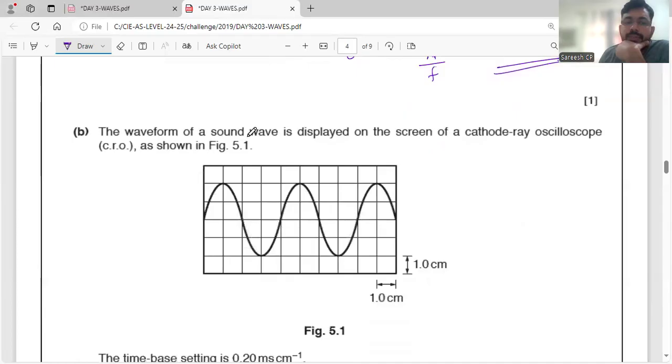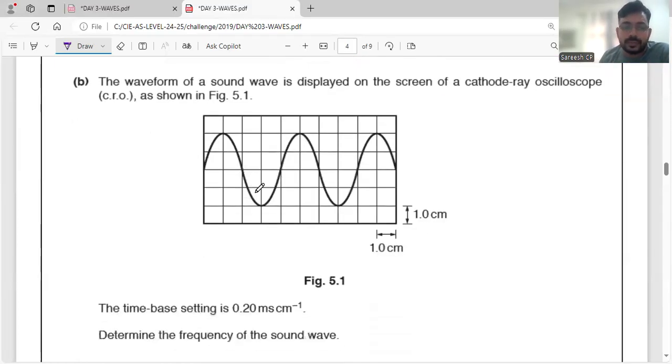The wave of a sound wave is displayed on the screen of a cathode ray oscilloscope. You can see the time base is equal to 0.2 milliseconds. Determine the frequency of the sound. Okay, so this is the wave. If I start the wave here, it ends up here. This is a complete wave, so this is the time period. So 1, 2, 3, 4: four columns is equal to T, and one column is 0.20 milliseconds. So 4 into 0.20 times 10 to the power minus 3 is the time period.